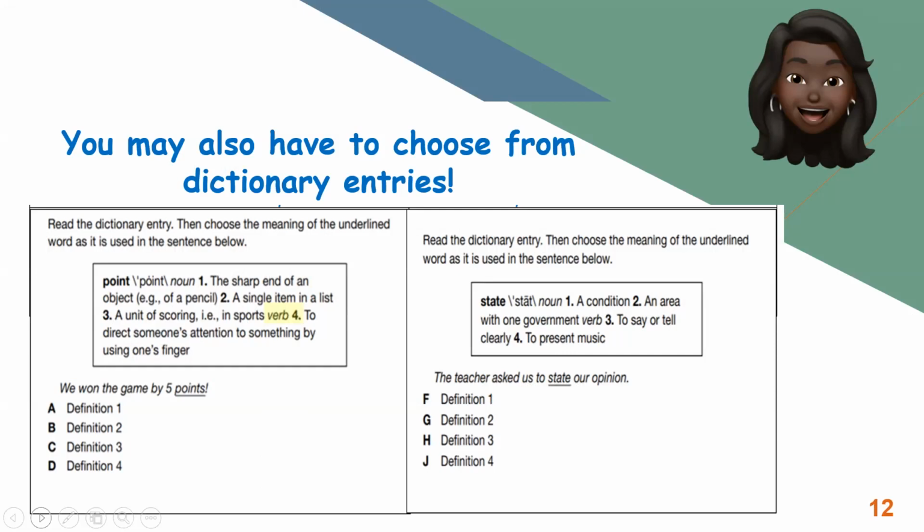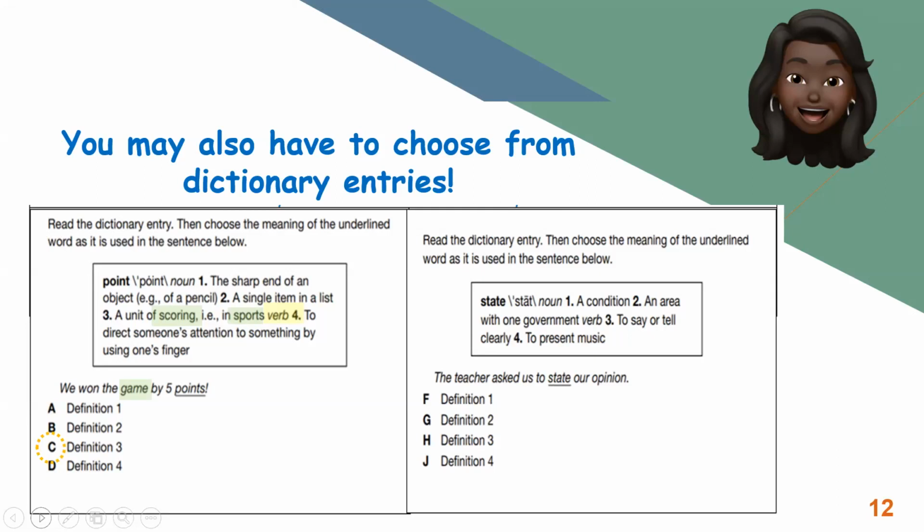Let's look at the sentence that they provided. We won the game by 5 points. Looking at the clues, we know that it's referring to a game. I'm going to go back to my definitions they provided and look for clues that refer to a game. I know sports is just like a game, and it has units of scoring. Therefore, my answer is C, definition 3. Look at the next one.